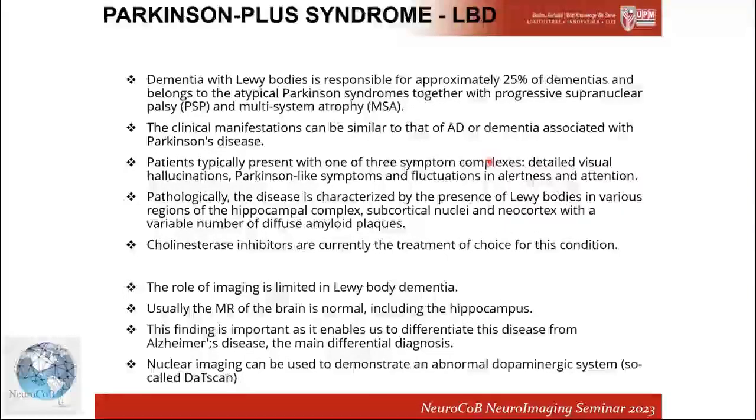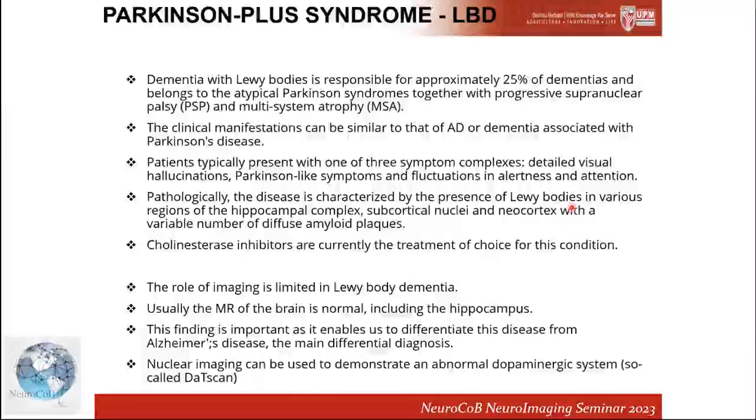Dementia with Lewy bodies is responsible for approximately 25% of dementia and belongs to the atypical Parkinson syndromes. The clinical manifestation can be similar to Alzheimer's or dementia associated with Parkinson's disease. Patients typically present with one of three symptoms: detailed visual hallucinations, Parkinson-like symptoms, and fluctuation in alertness and attention.